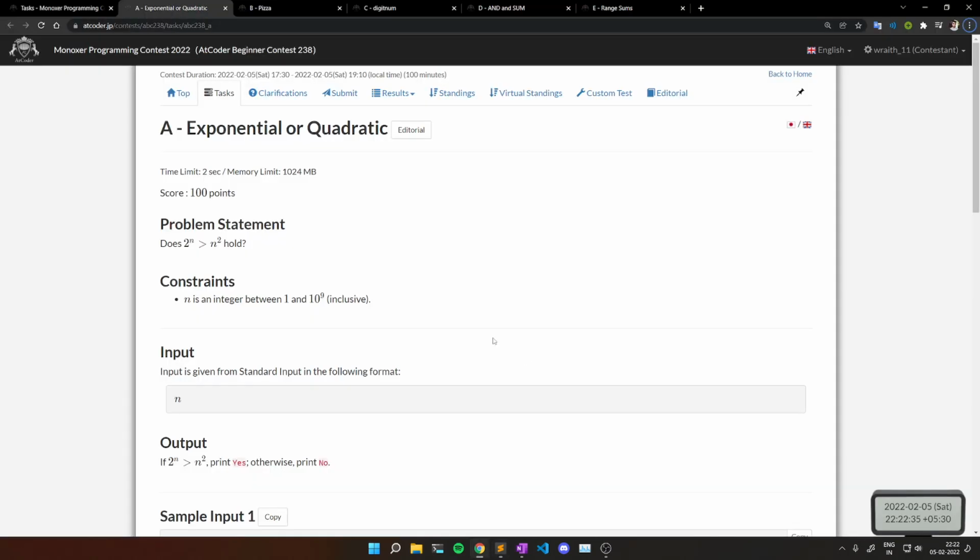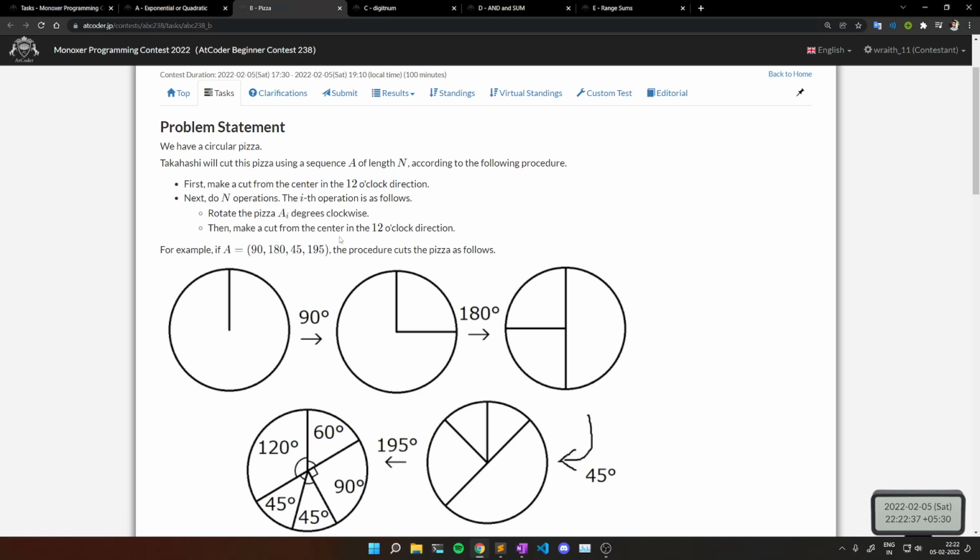Now let's see problem B. In problem B, the statement was a bit complicated. We will be given some angles. The problem was that Takahashi will cut a pizza using a sequence A of length n according to the following procedure. First, make a cut from the center in the 12 o'clock direction like this.